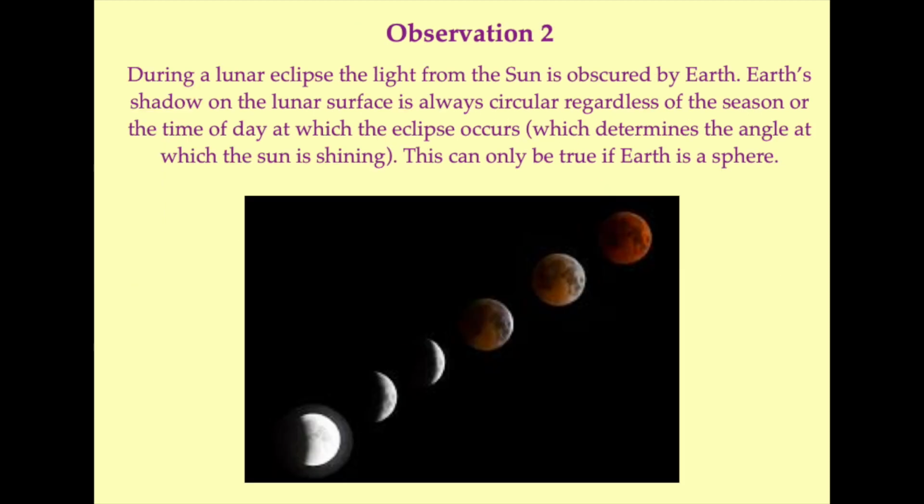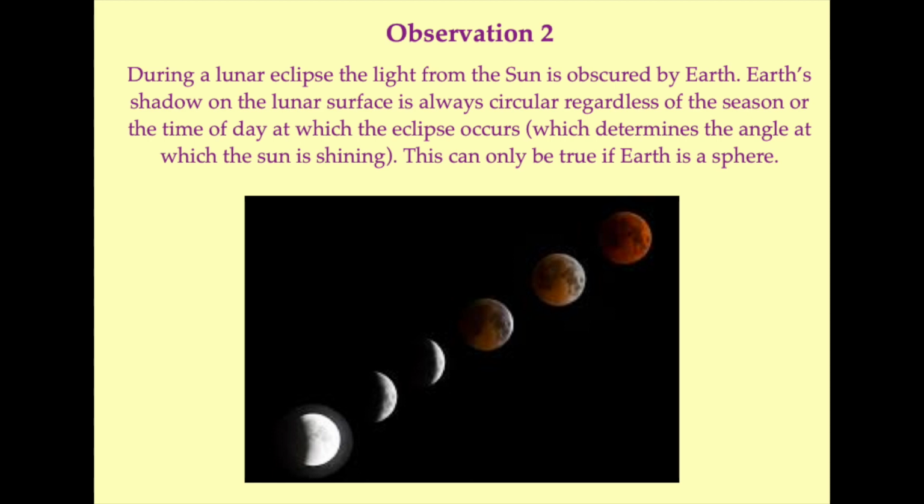Our second observation is the shape of the shadow cast on the Moon during a lunar eclipse. Regardless of the season, regardless of the time of day, this shadow is always circular. The only possible shape for Earth that will always cast a circular shadow is a sphere.